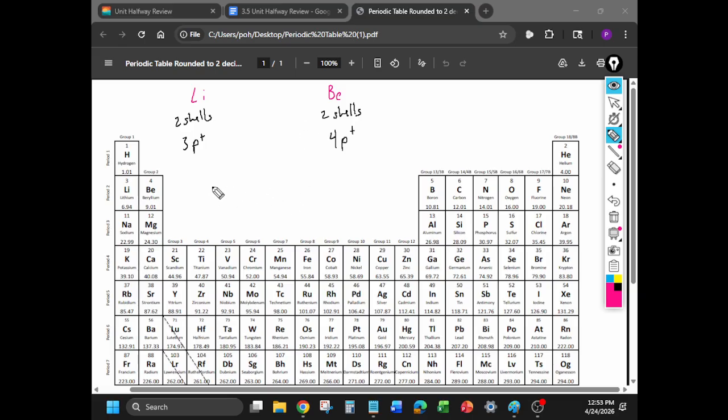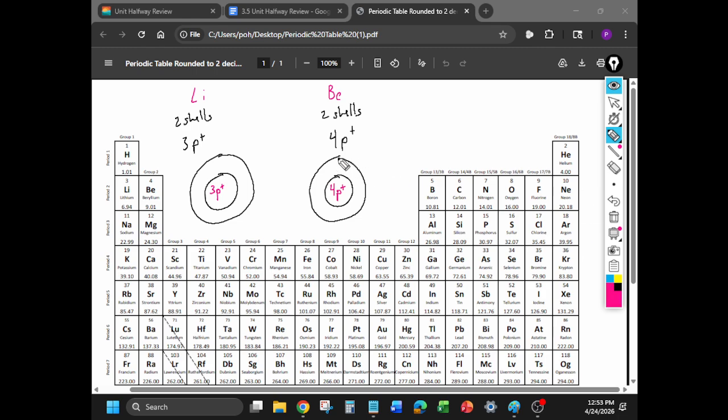This is what lithium looks like. In the middle of the atom, there are 3 protons. Okay? It's going to have 2 shells. And then if you take a look at beryllium, it has 4 protons in the middle, and it has 2 shells. So the shells are the same, so we got to use protons.